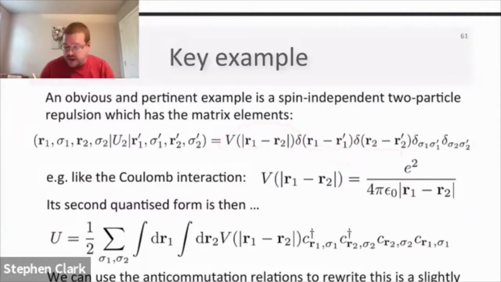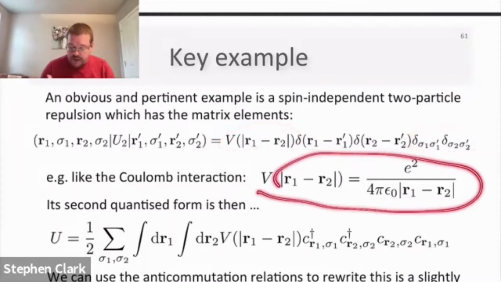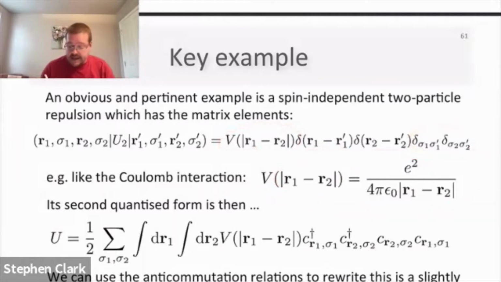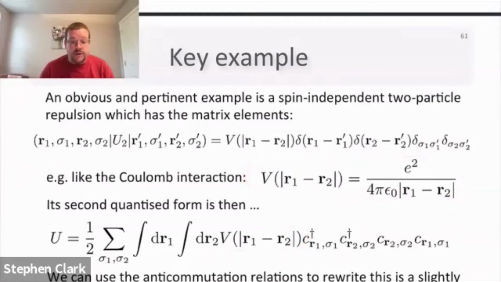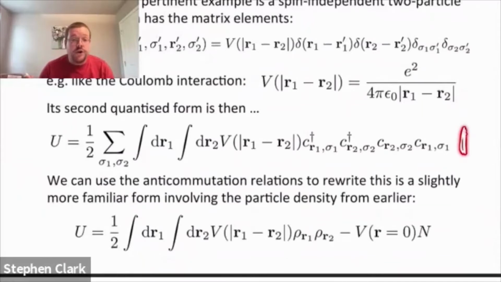So there's delta functions, and the interaction is independent of spin. So there's deltas on spin as well. Spin doesn't get flipped or anything by a simple spin independent interaction. An example would be the Coulomb interaction. If you did that, that is exactly the unsymmetrized matrix element of the Coulomb interaction, and you would stick that in here and integrate over the positions. And this is the second quantized version of a raw unscreened Coulomb interaction.